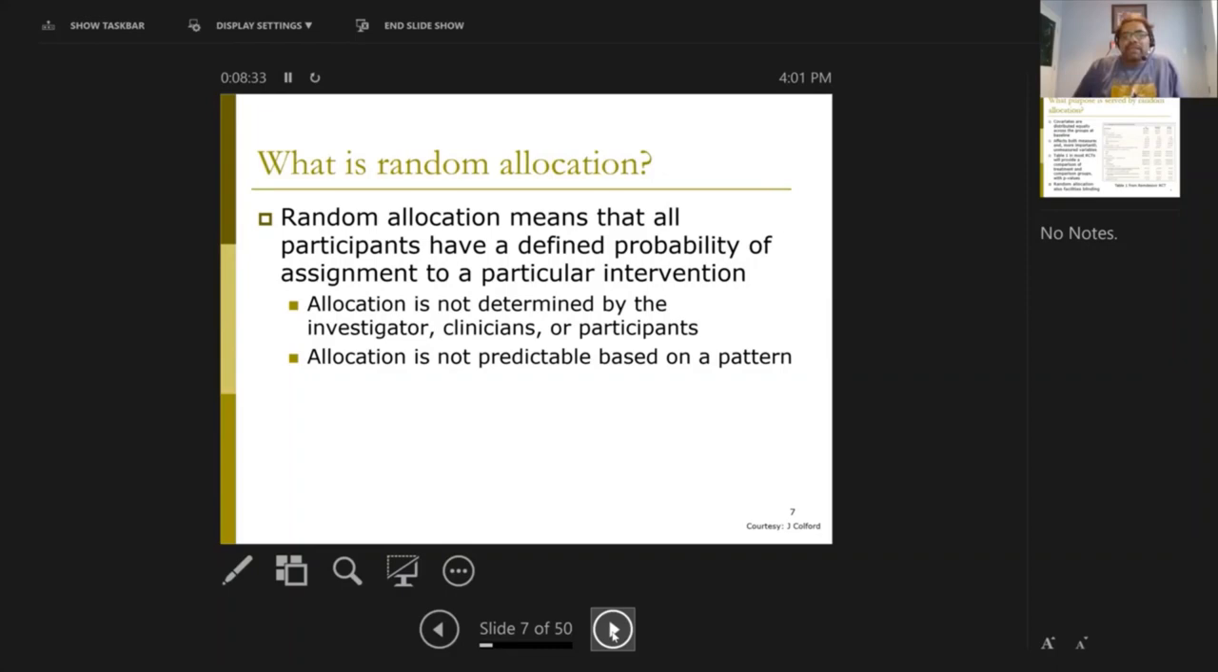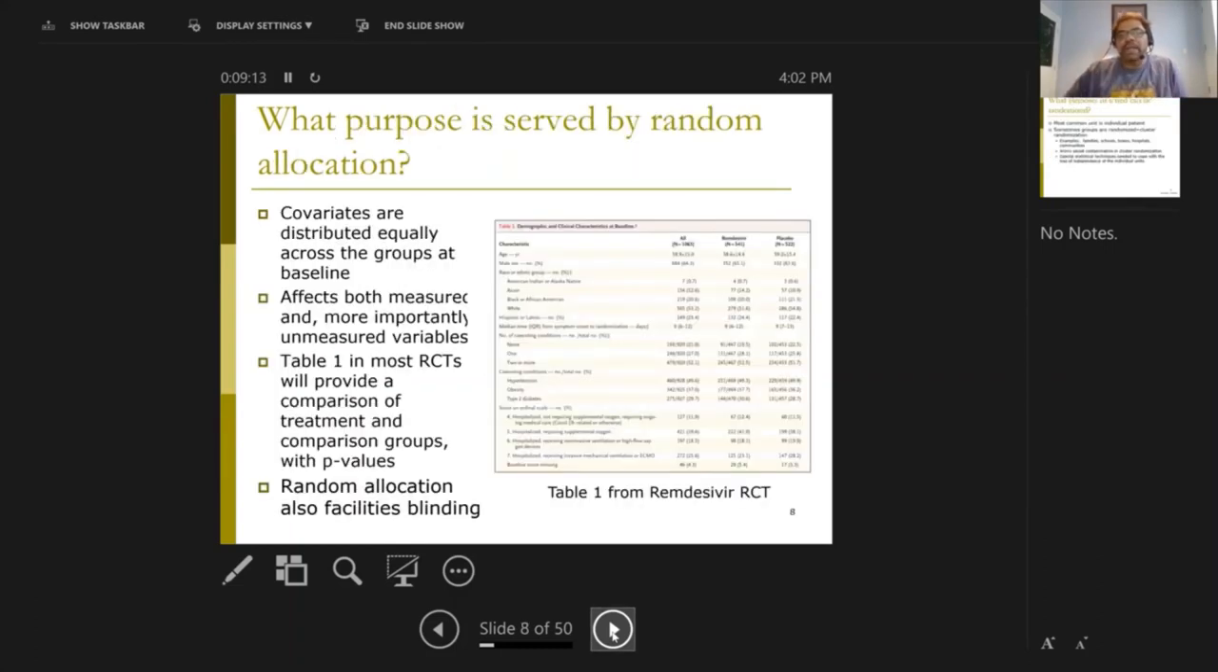So what is random allocation? Random allocation means all participants have a defined probability of assignment to one or more of the intervention arms. Allocation is not determined by the patients, not determined by the clinicians or investigator, and allocation cannot be a predictable allocation. For example, if you know the allocation is alternate, first treatment, the next has to be placebo, then everybody will come to know that pattern in a clinic or in a hospital. And when that happens, people can try to game the system or push people that they want into one arm or the other, and that creates a huge issue for randomization.